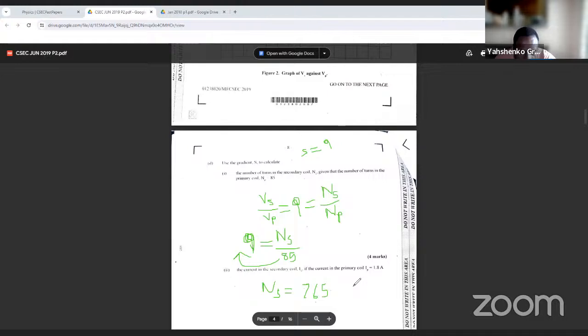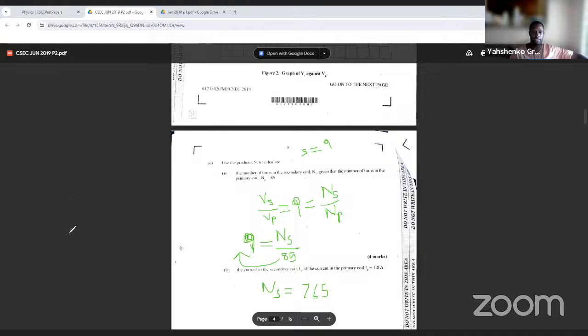Now, the next part of the question says the current in the secondary coil, IS, if the current in the primary coil is 1.8 ampere. All right, so watch this though. The thing about it is that because the current decreases when the voltage goes up, it's going to be the reverse as it relates to the current. What do I mean now?